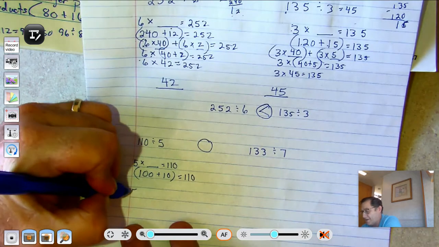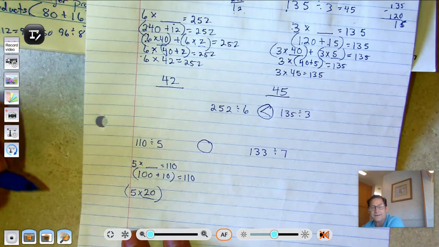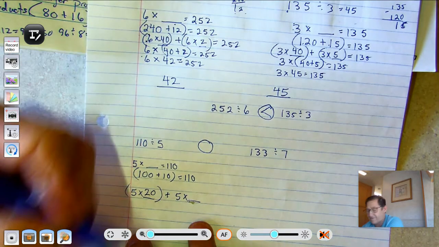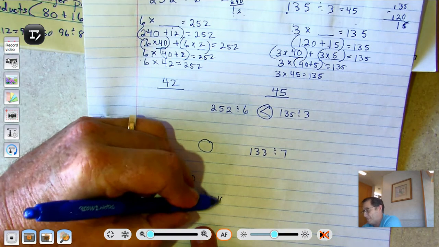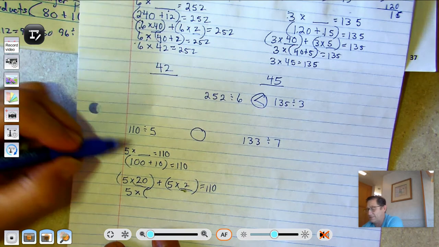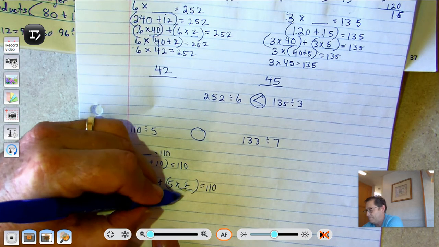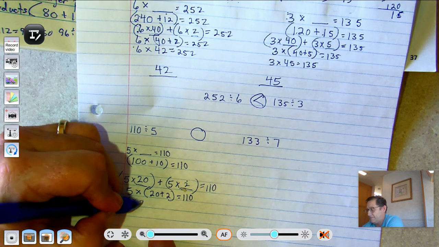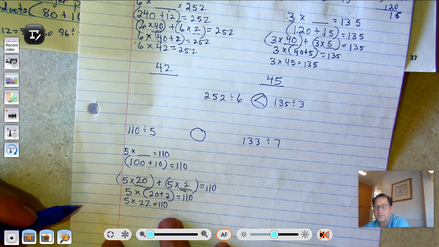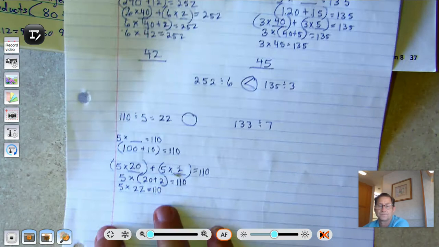All right, so 5 times what is 100? 5 times 20. Plus 5 times what is 10? 5 times 2. So we're going to rewrite that as 5 times the sum of 20 plus 2. 5 times 22. So 5 times 22 is 110. Then 110 divided by 5 is 22.